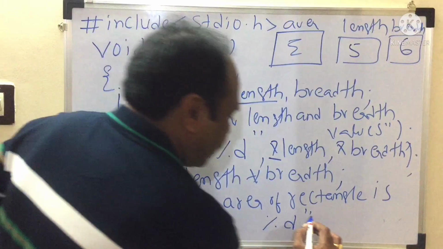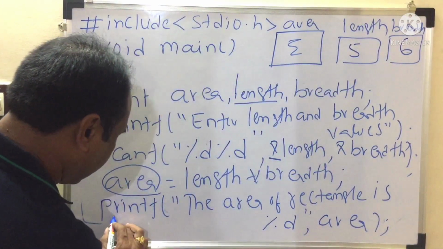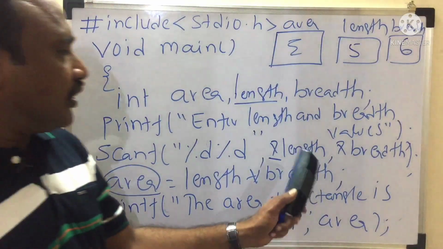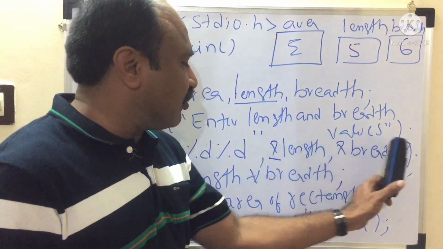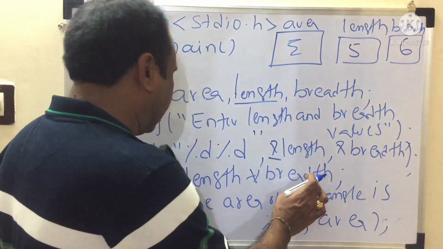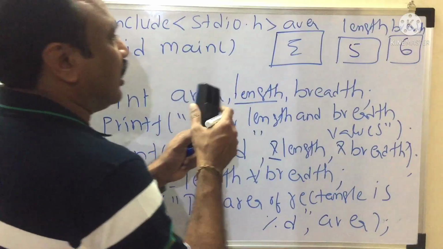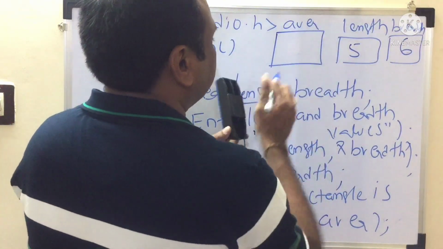Under the name area. Okay, program it. See, we entered length value 5, breadth value 6. Area equals length into breadth, 5 into 6 is 30. Where is the result stored? It is stored under the name area. Area value becomes 30.